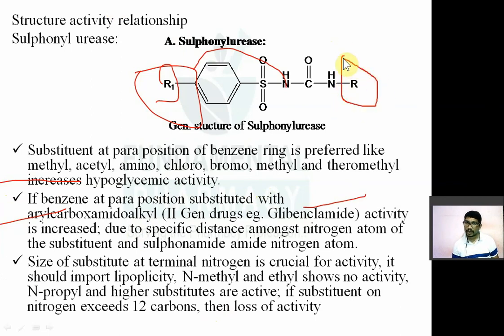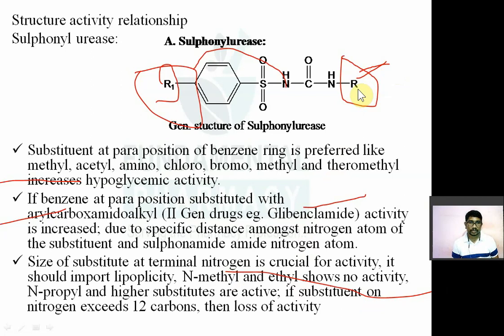This R written here, okay? So the size of the substitution on the nitrogen is crucial for activity. Whatever substitution you are placing here should impart lipophilicity. So N-methyl and ethyl: an N-methyl or ethyl group will not show any activity. If you replace this R with methyl or ethyl, the compound is not active.